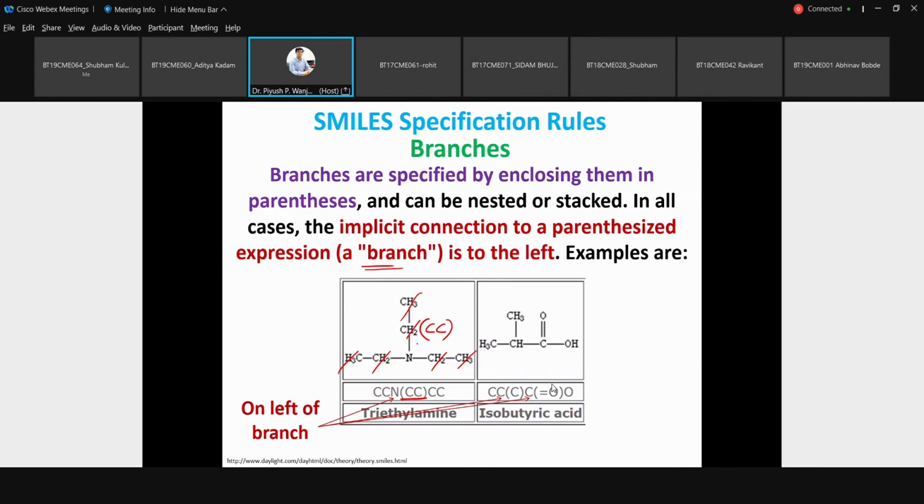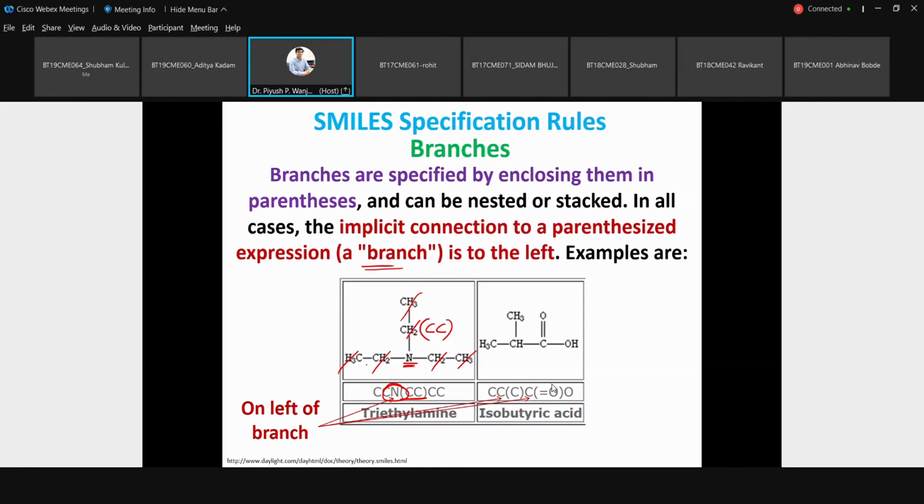So they are saying the connection should be mentioned to the left, from where it is actually arising. The nitrogen should be present on the left hand side of this particular branch. I hope you have understood this. This is applicable even if you are reading the same structure from the opposite side.